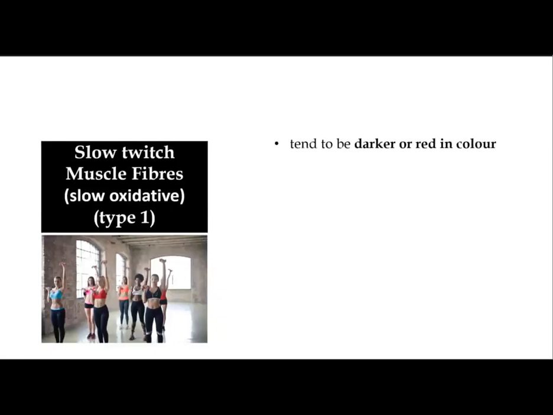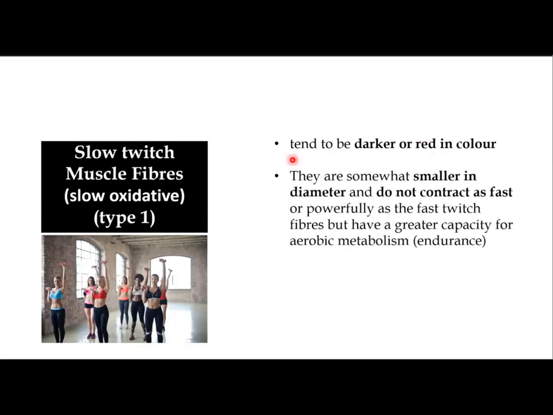Okay, so let's talk about the slow twitch muscle fiber. If you were to take this muscle fiber and put it under the microscope, it looks darker or more red in color. That is because it has more myoglobin. Myoglobin is the same as hemoglobin in your blood, but it is the red color only in your muscle fibers. In your muscle it's myoglobin, in your blood it's hemoglobin.